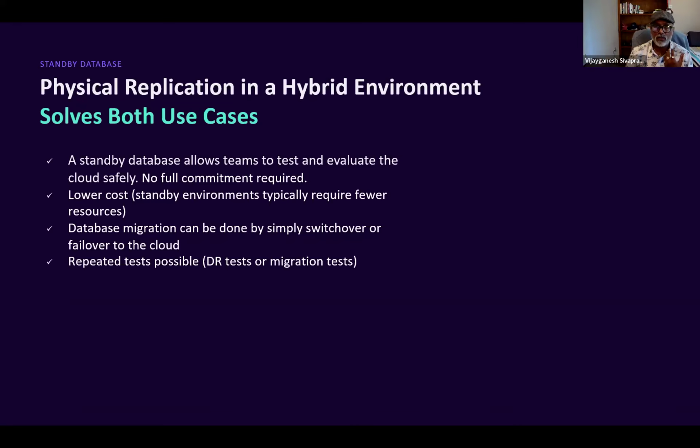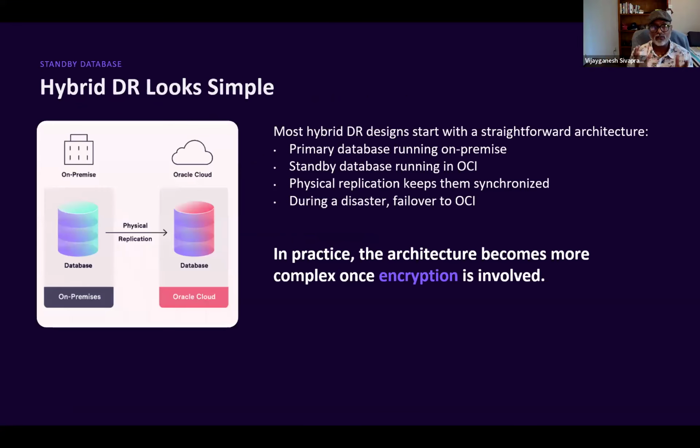Now let's look at how simple this hybrid setup looks. So the primary database is running on-premise, the standby database is running in OCI, and it is constantly getting synchronized between standby and primary. Either using Data Guard or using DB visit, the standby is always kept in sync with your primary. And during any DR or disaster scenario, we fail over to the OCI environment, or during migration scenarios, we just switch over to your OCI environments.